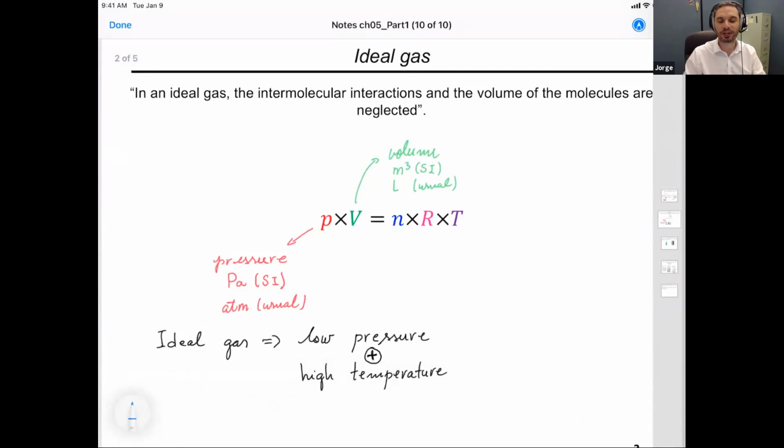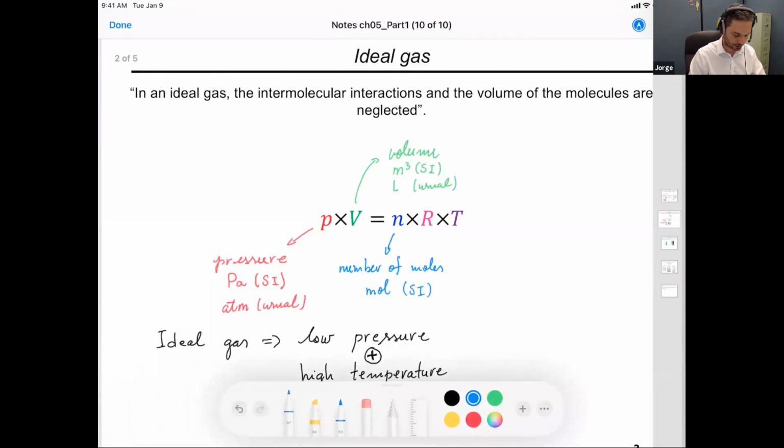The third term in this equation is N. N stands for number of moles. And for number of moles, there is only one possible unit, which is mole. And that's also the International System unit.